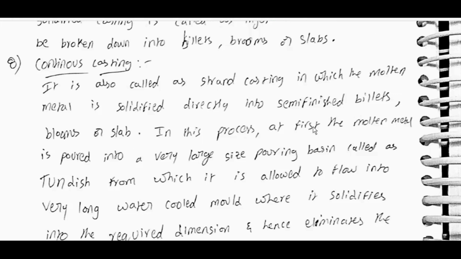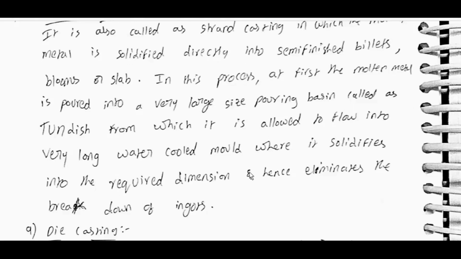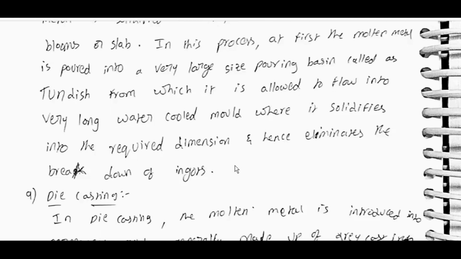In this process, at first the molten metal is poured into a very large pouring basin called a tundish, from which it is allowed to flow into a very long water-cooled mold where it solidifies into the required dimension and hence eliminates the breakdown of ingots.